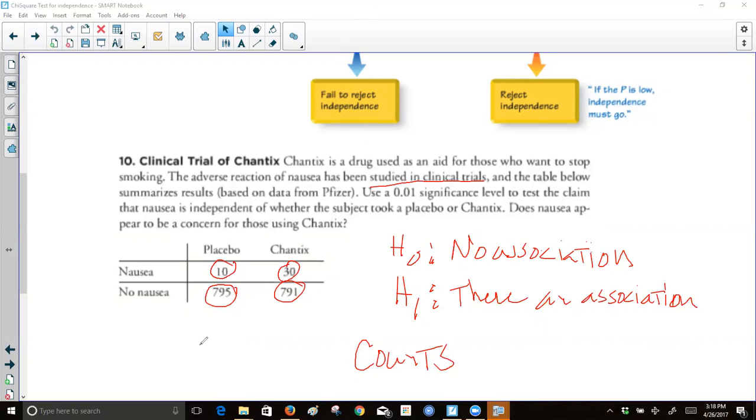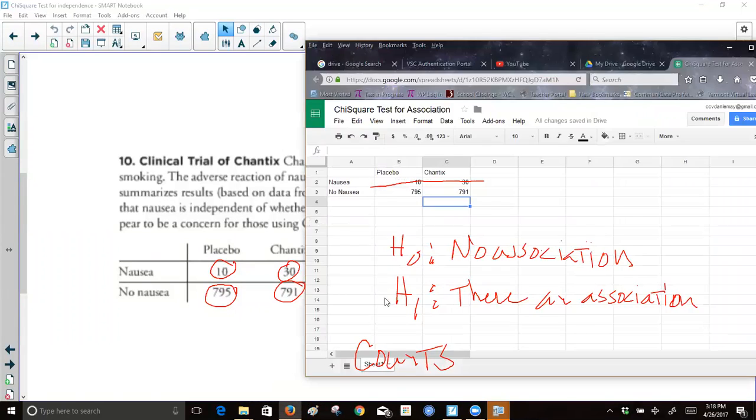Okay, so like we did with goodness of fit tests, you have some observed numbers, and these are the observed numbers, but you also have to do some expected numbers. In class, I did this all out by hand. I think what I'm going to do for this video is set up a spreadsheet for you. You can either just copy down the numbers or you can follow along with the spreadsheet.